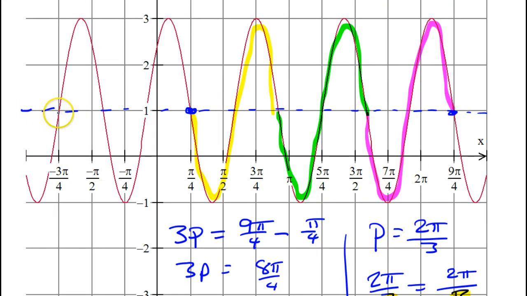Okay, of course I could have picked other starting places. This negative 3 pi over 4, I could have used that if I wanted to. And in fact, if I did, that would be a positive version. I could have used 5 pi over 4 as the starting place. That would have been a positive version. So there's other choices I could have made.